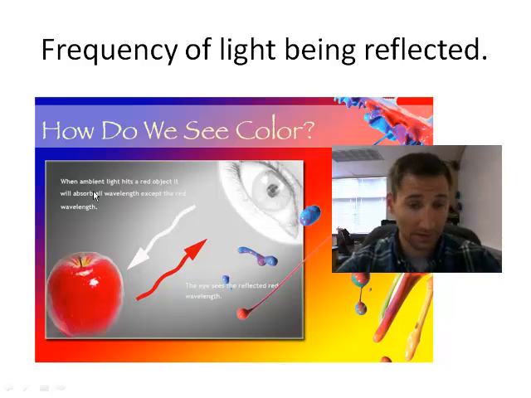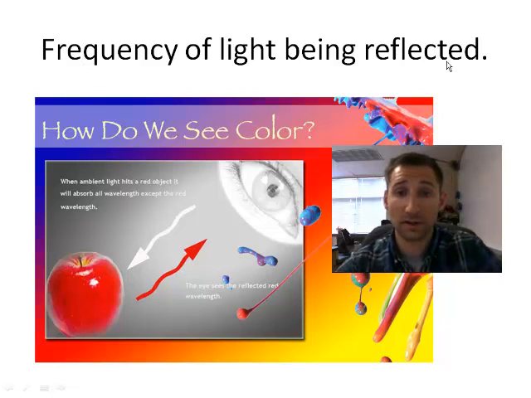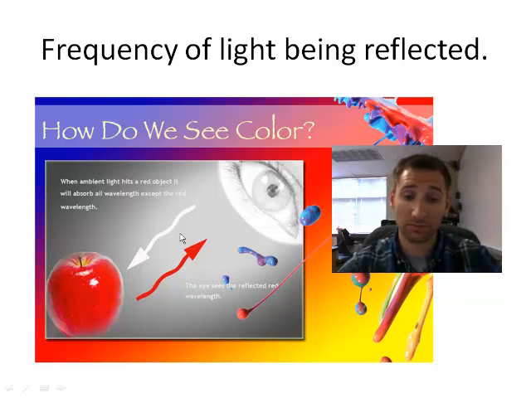How do we see color? We see colors because the frequency of light is being reflected. This apple is red because white light hits it and red light is reflected. All other wavelengths and frequencies of light are absorbed, and therefore we see the apple as red.